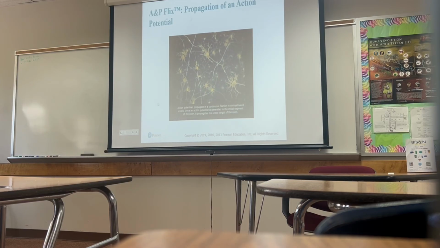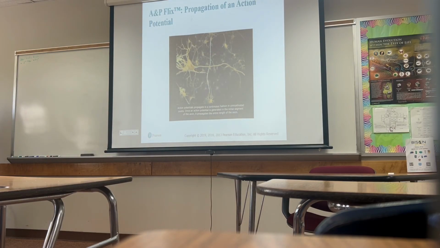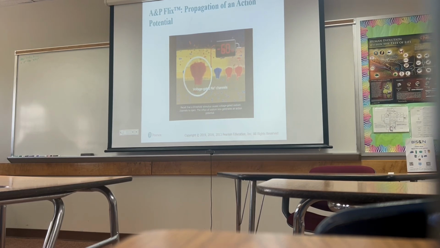Action potentials propagate in a continuous fashion in unmyelinated axons. Once an action potential is generated in the initial segment of the axon, it propagates the entire length of the axon. Recall that a threshold stimulus causes voltage-gated sodium channels to open. The influx of sodium ions generates an action potential. It also establishes a depolarizing current that flows to the next segment and brings it to threshold.